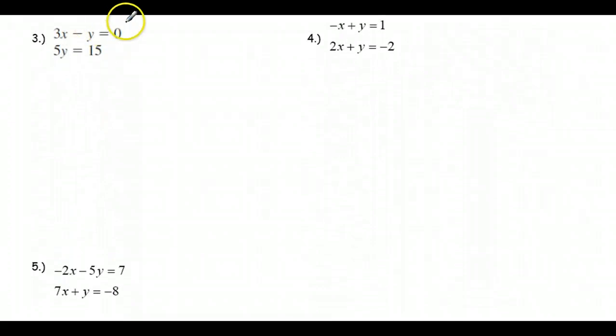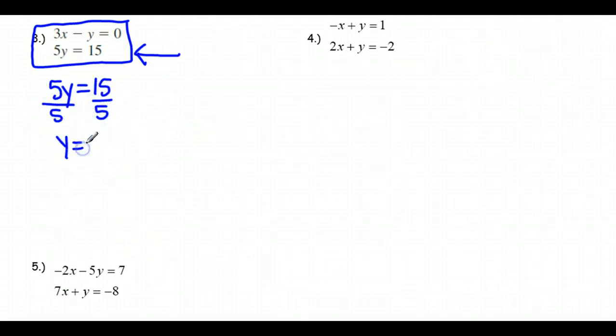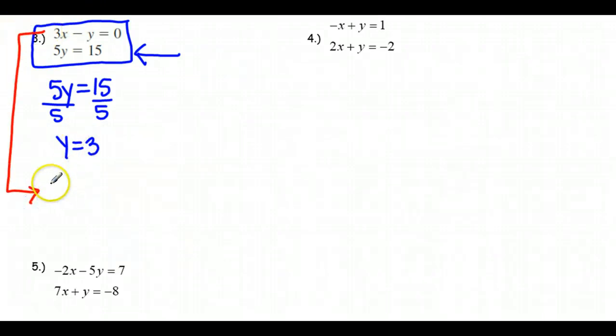Again, we don't have a variable that's by itself. If I look at my two equations, I notice right away that in the bottom equation, there's only one step needed to solve for y. So I'm going to start with that equation. 5y equals 15, and if I divide both sides by 5, I have already solved for y. Y is 3.